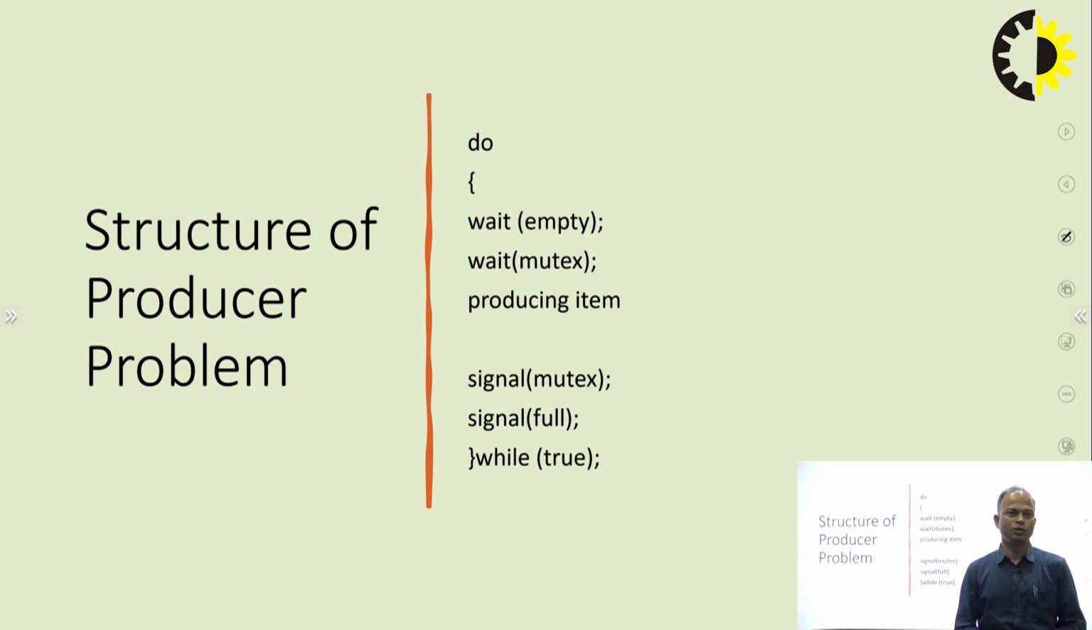After executing that code, signal(mutex), the value of mutex will be 1, and then signal(full), because initially the value of full is 0. We have set full equals to 0. We have produced the item. Therefore, after producing the item, the value of the full semaphore should be 1. So in this way, we can implement the producer process. The producer process may run up to whatever required condition we want.